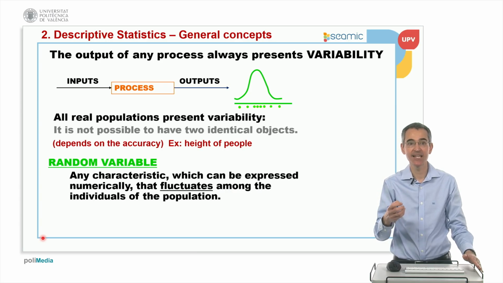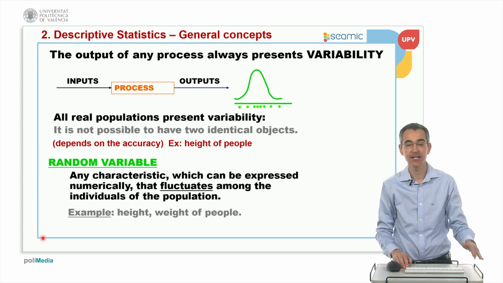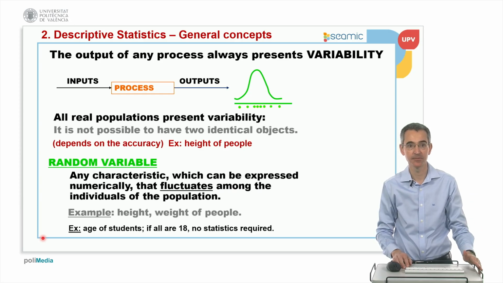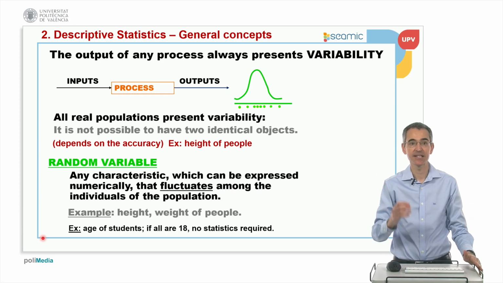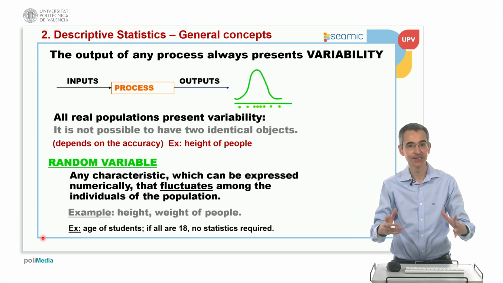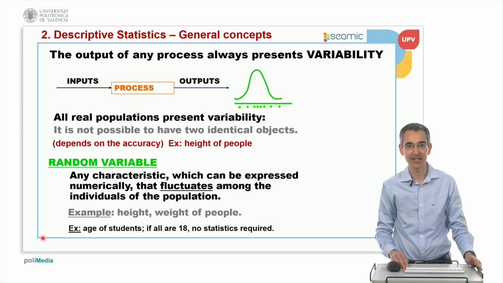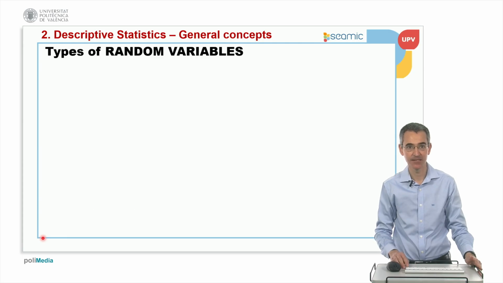This is why we say a random variable. Variable means that it varies, that the value or the magnitude fluctuates. It's not always constant. Okay, like the height of people, the weight of a person, and so on. There are many examples of variables. Okay, this was the case that I was explaining. If all my students are 18 years old, no statistics is required to summarize the information.